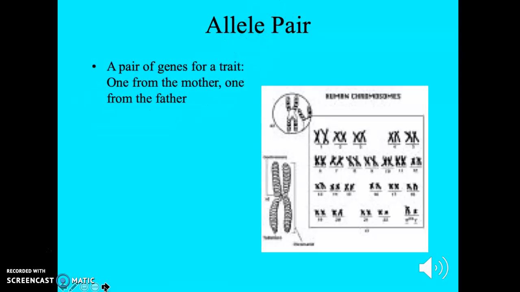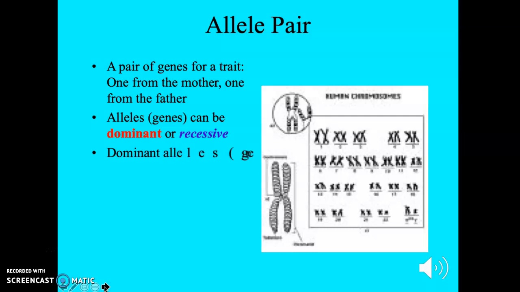Allele pairs. This is a pair of genes for a trait. You get one from your mother and one from your father. So for instance, hair color. Let's say dad has dark hair, mom has light hair. You would get a gene from dad for dark hair and a gene from mom for light hair. But then we're not really sure what you're going to look like until we figure out which one of those genes is dominant and which one's recessive. The two genes together make an allele pair. That's what we call them.